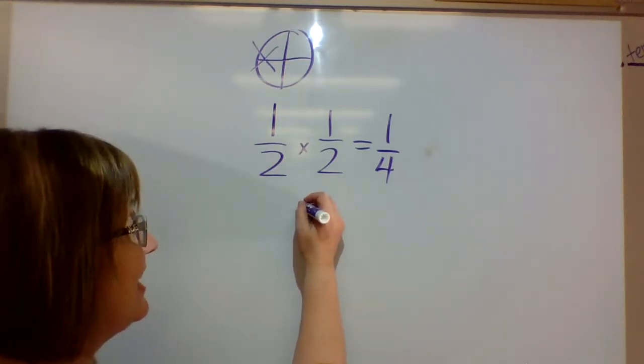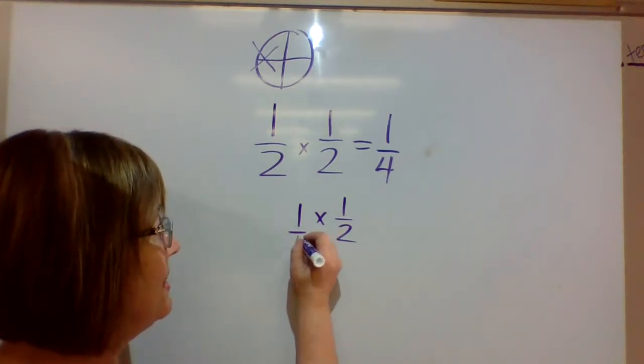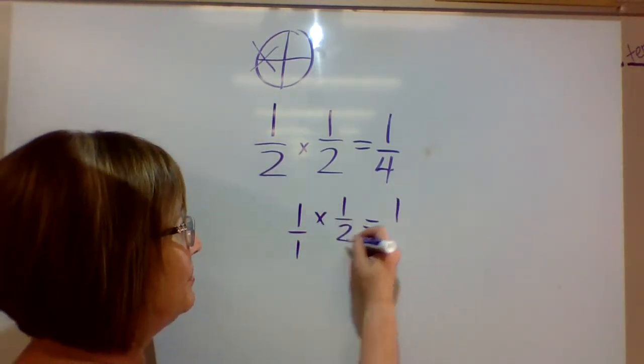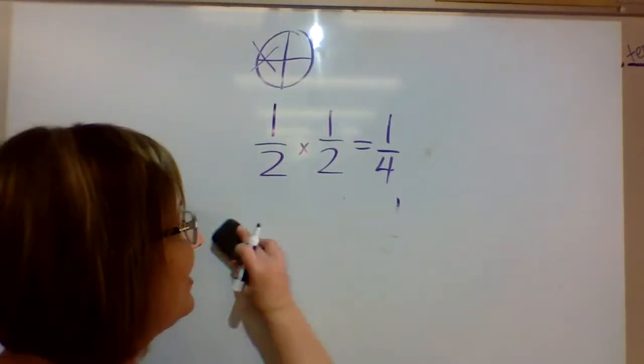And what I was doing a second ago is what's 1/2 of 1? It's 1/2, and that's why we ended up with 1 times 1 is 1, 2 times 1 is 2. I wasn't asking the question right. Okay, see how that works?